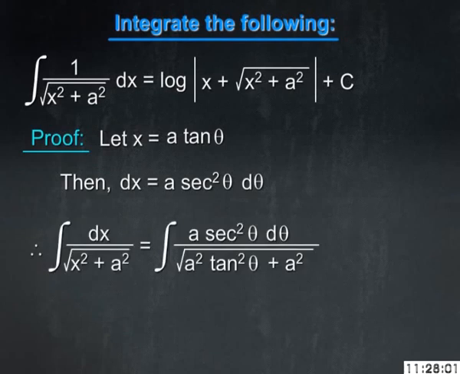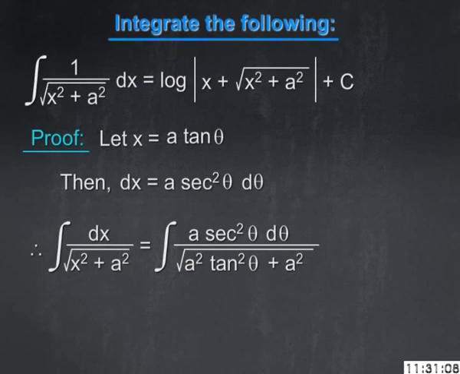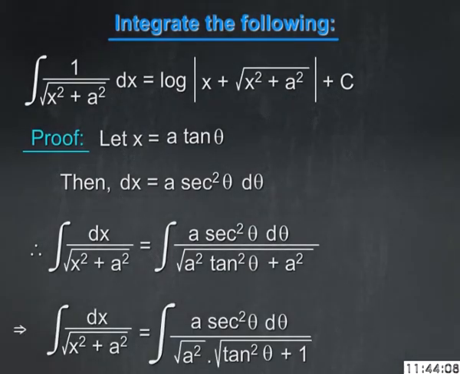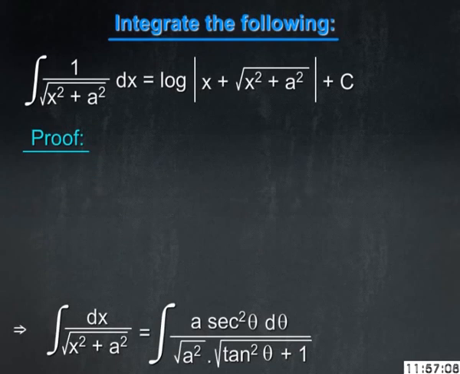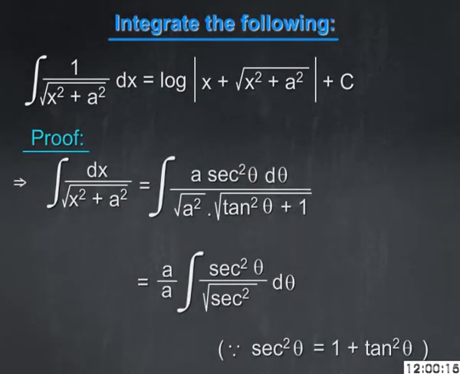Therefore, integral of 1 upon square root of x square plus a square with respect to x is equal to integral of a into secant square theta upon square root of a square into tan square theta plus a square with respect to theta, that is equal to integral of a into secant square theta upon square root of a square into square root of tan square theta plus 1 with respect to theta, that is equal to a upon a into integral of secant square theta upon square root of secant square theta with respect to theta, because we know that secant square theta is equal to 1 plus tan square theta.